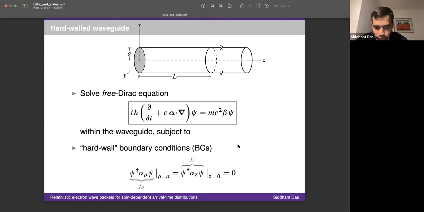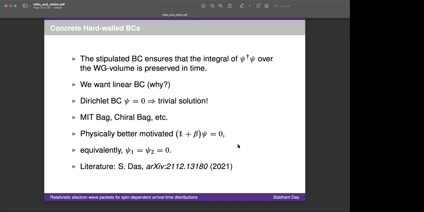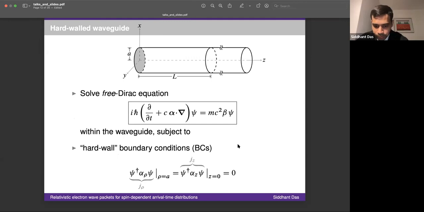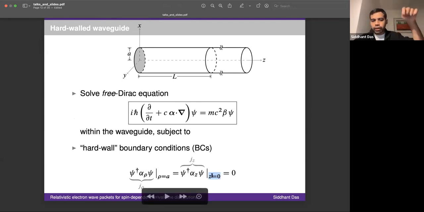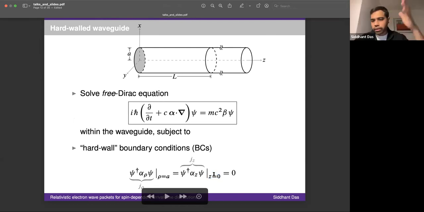Now this boundary condition connects us to another question: why does the J_z have to be 0 at the boundary? Which one? Z, this Z equal to 0. So I'm actually evaluating the current only at z equals 0. That's fine, thanks. Yes, it's just the XY plane, the end face of the waveguide.